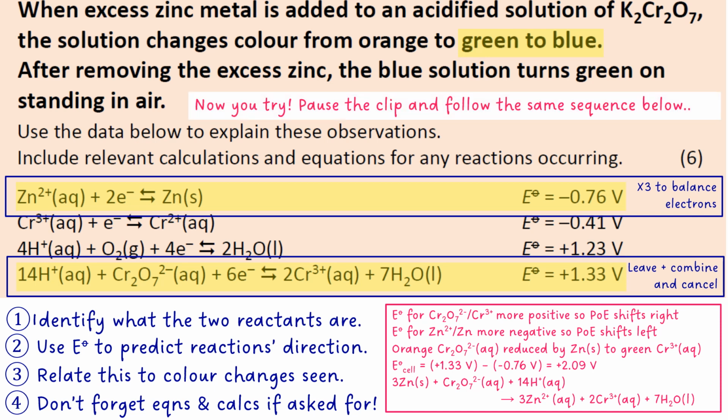So what I'd like you to do is have a go yourself. I'm going to ask you to pause the clip and grab a bit of paper or a whiteboard and follow the same sequence below, this time for justifying the change from green to blue. Now, you're not expected to know from memory what the blue substance is, but you should be able to work it through using the same idea. So if you can pause the clip now, and then you can resume when you're ready.